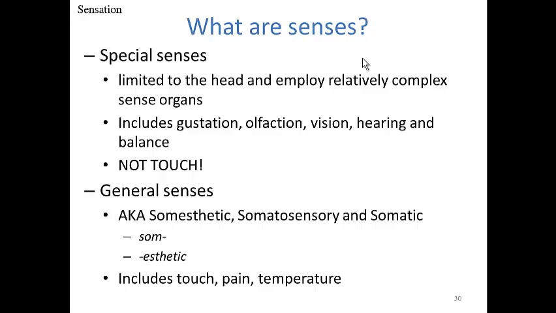Touch would fall into the next category, which are general senses. It would be nice if we could just call them general senses, but there are a lot of different names for general senses. Somesthetic, somatosensory, and somatic are a couple examples. Som means body and aesthetic means to sense. So basically, these are the senses of most of our body. So things like touch you can feel all over your body, and temperature you can detect all over your body, and pain you can detect all over your body.